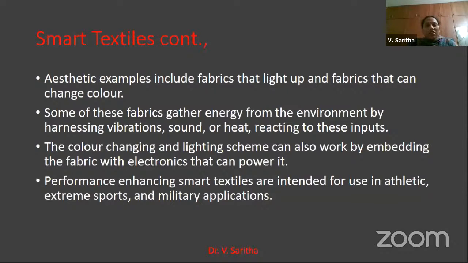And then the color changing and lighting schemes can also work by embedding the fabric with electronics that can power it. Performance enhancing smart textiles are intended for use in athletic, extreme sports, and military applications. Why we are saying that these are being used in athletic and extreme sports is that these kind of textiles are used to enhance the performance of a person. No, it is not like anything illegal.